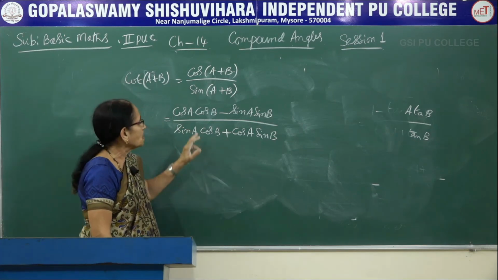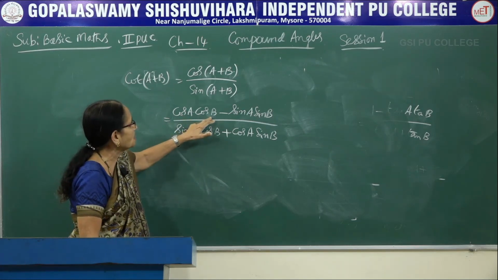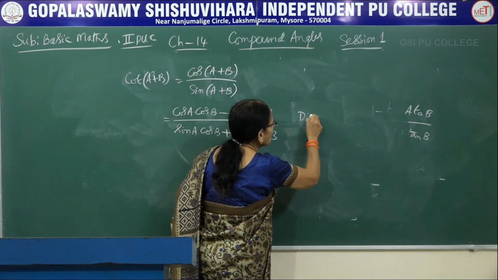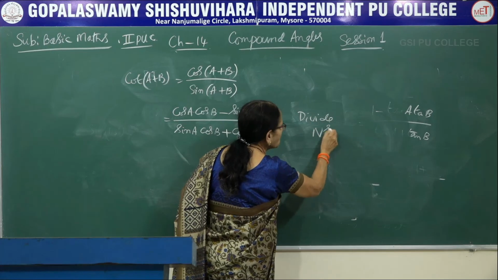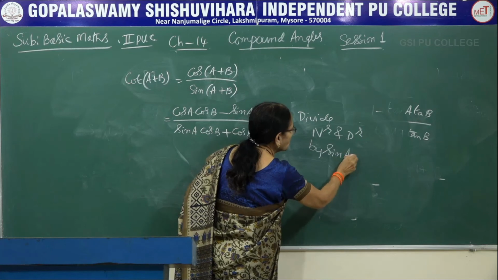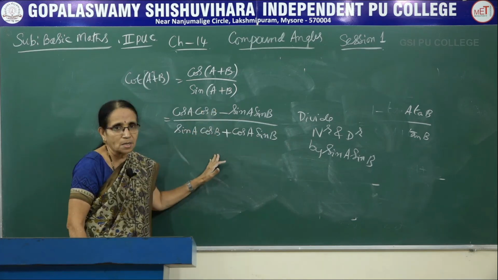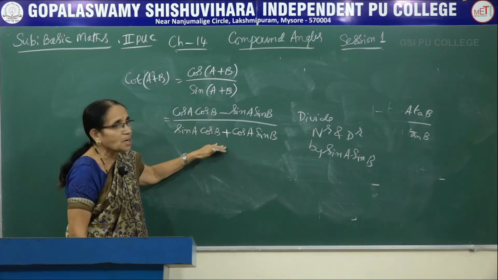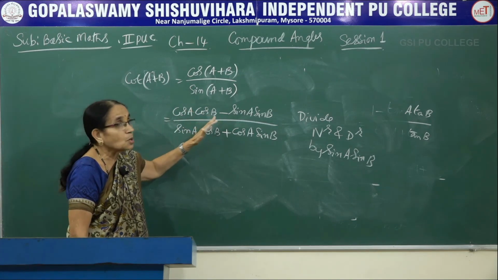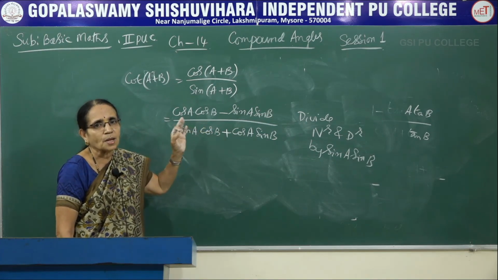How do you eliminate them? You know that again cot theta is cos by sin. So if we divide this by sin A sin B, we will be getting cot A. Therefore, what I do is divide the numerator and denominator by sin A into sin B. Dividing means you have to divide both the numerator and denominator. If you divide only the numerator or only the denominator, the value will be altered. So whatever manipulation you do, it should not change the value of the expression.